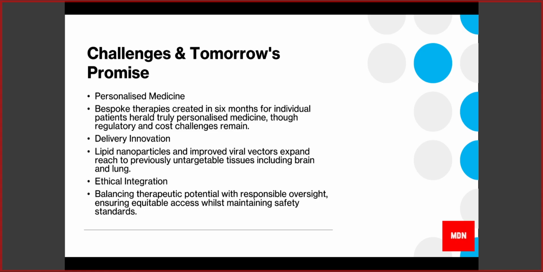There are also delivery innovations, because we can now use lipid nanoparticles and improved viral vectors to expand the reach of CRISPR, whereas before there were some tissues that just couldn't be reached, including the brain and lungs. They were either unreachable or too sensitive. There is also ethical integration now, balancing therapeutic potential with responsible oversight, and ensuring equitable access while maintaining safety standards. So make sure that everyone can access it at the same quality instead of having worse quality for cheaper.